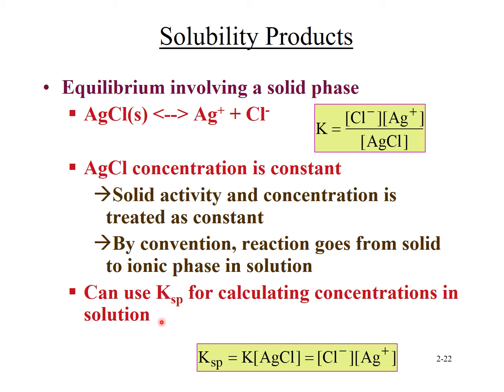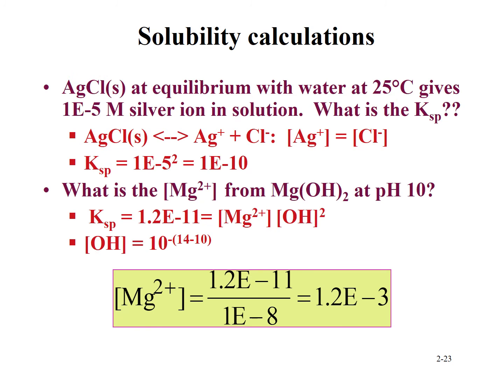We use this concept for evaluating KSPs, often written as K with lowercase sp. And that's equal to the concentration of the ions that are produced in the dissolution of the solid. One can evaluate complexation constants, for instance, by taking some of the solid and dissolving it.